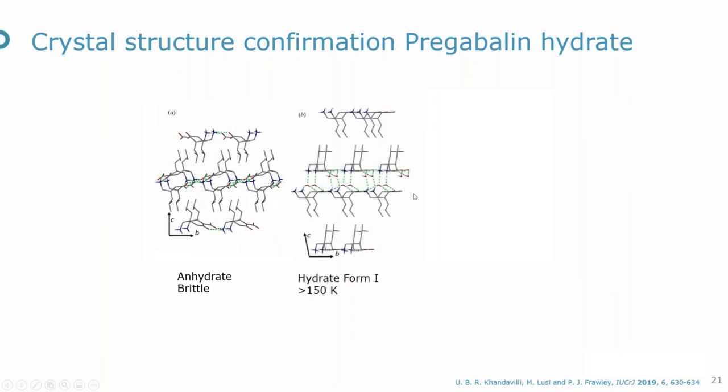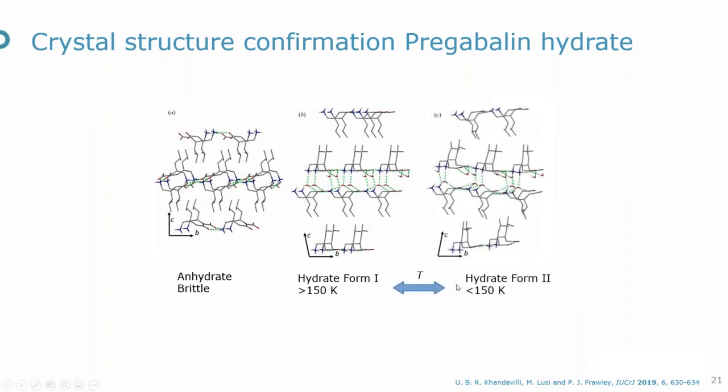But here you can see the structure of a hydrate form, which was obtained by freeze drying from water. And what you can see is that the water molecules actually coordinate to the carboxylate group and to the amine group. And that way the molecule reconfigures itself. And as a result, the alkyl chains cannot interconnect with the second layer. So you have more room for movement.